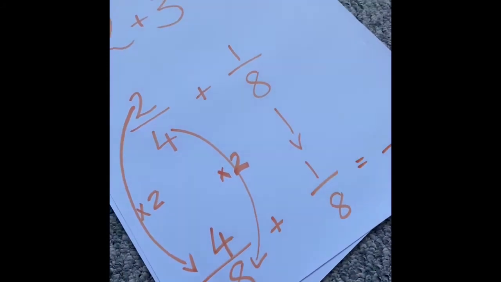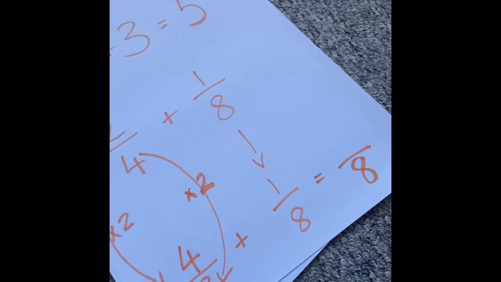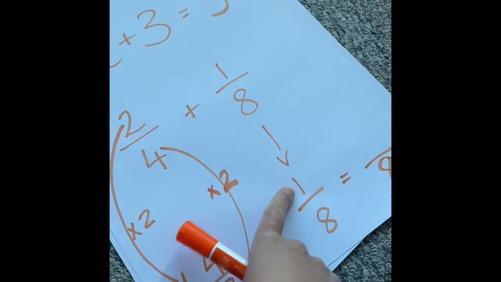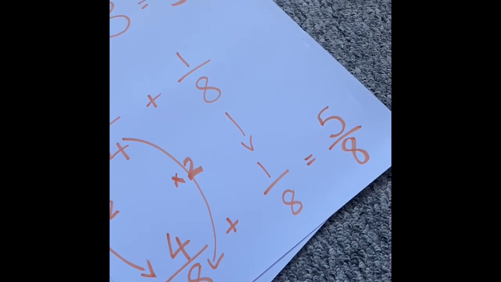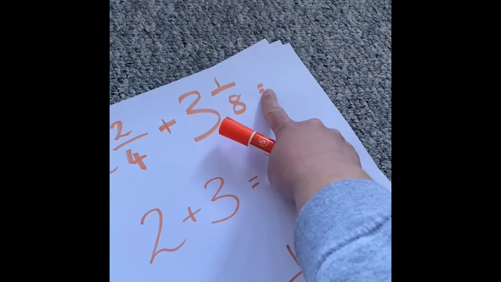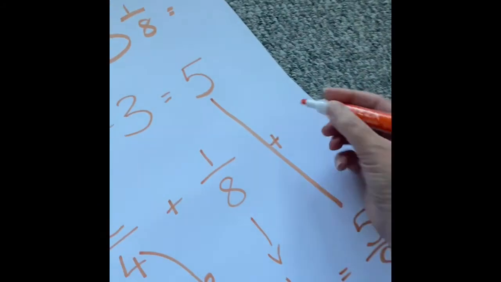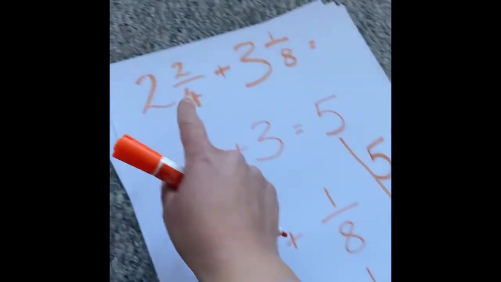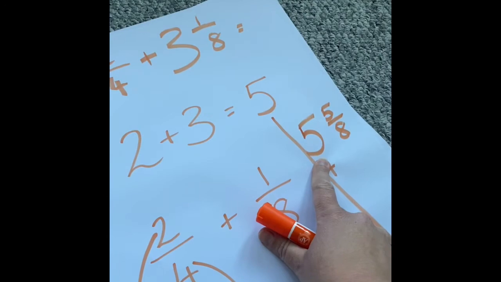What do we always keep the same? The denominator. So I'm adding 4 parts here and 1 part here. What do I need to do now? Make sure that I keep these together so I get my answer up here. So now I have 5 wholes and 5/8. 2 and 2 quarters plus 3 and 1/8 is 5 and 5/8.